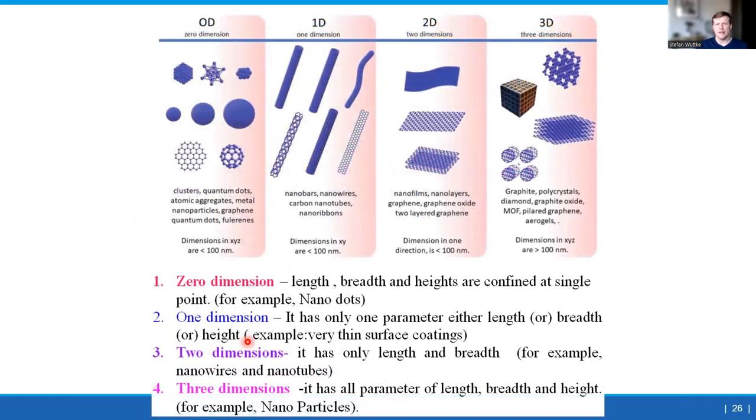And then you can define a material by dimension. You can have 0, 1, 2, 3-dimensional. 0-dimension is a single point. This is very important for quantum dots. These quantum dots are very important. You have TVs now with quantum dots. Then you have one dimension: carbon nanotubes are a very important nanomaterial. Then you have 2-dimension, this is film thickness. And then very important, 3-dimensional: classical nanoparticles.